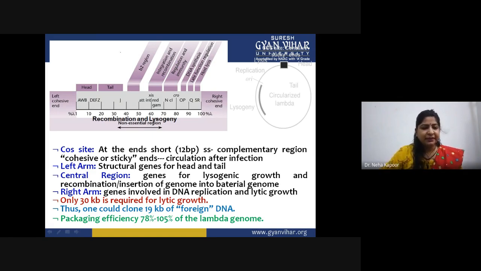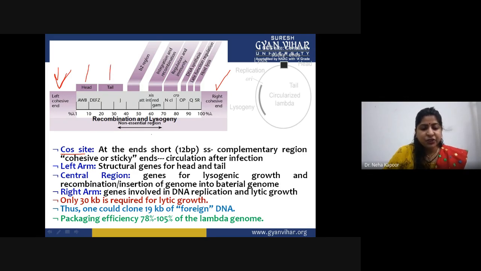There is a cos site. These are the left region and the right region, the right cohesive end. The cos site is present at the end, the short 12 base pair sequence that I was talking about, that is necessary for the circularization of this molecule after infection. This left arm is responsible for the structural genes that are necessary for head and tail formation. In the left region, this is for head, this is for tail.